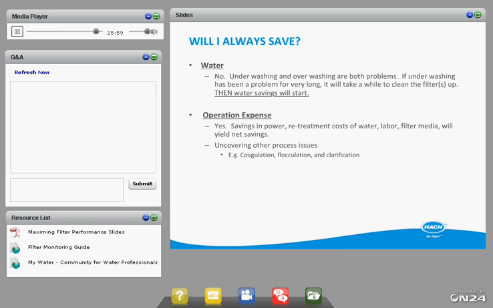In the end, however, our experience shows, working with a great number of facilities, that operation expenses are always saved in the end. And that's through savings in power, the retreatment cost, labor, filter media, protecting that investment in your most important and complex process, which is your filters, and uncovering other areas of the process that are yet to be optimized, such as we've mentioned before. So in the end, we find that savings almost always follow. However, sometimes you've got to overcome some inefficiencies that have been built in the past.